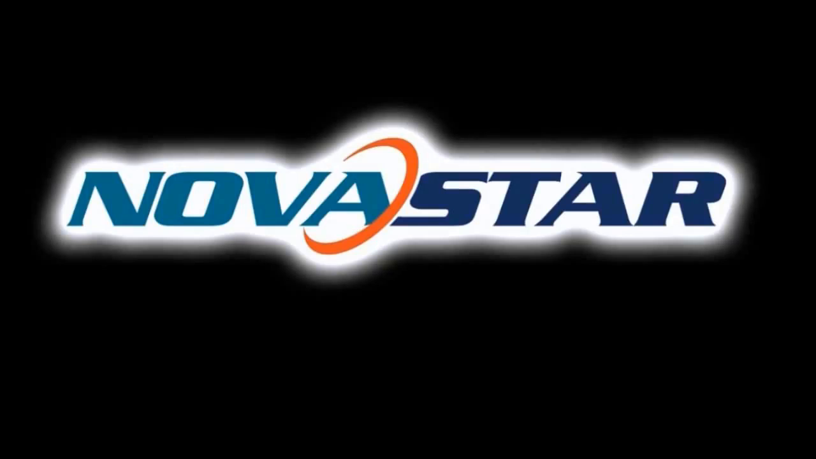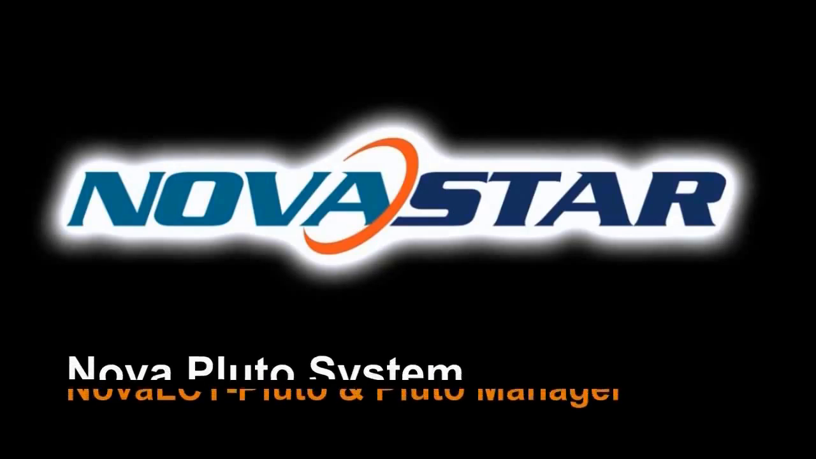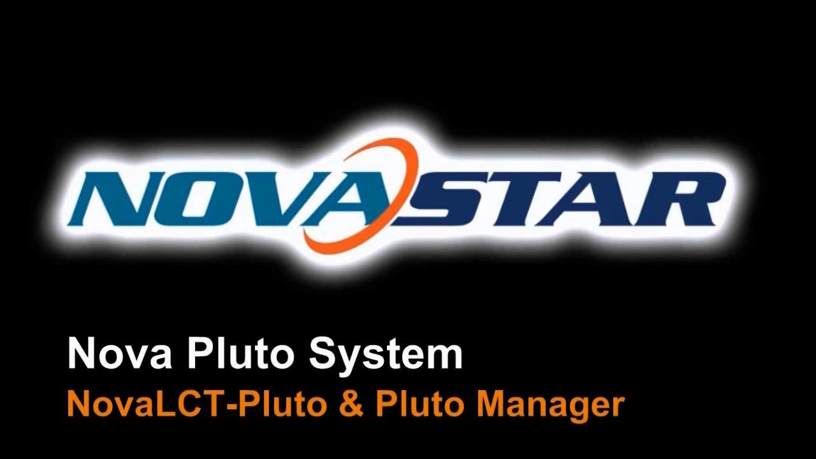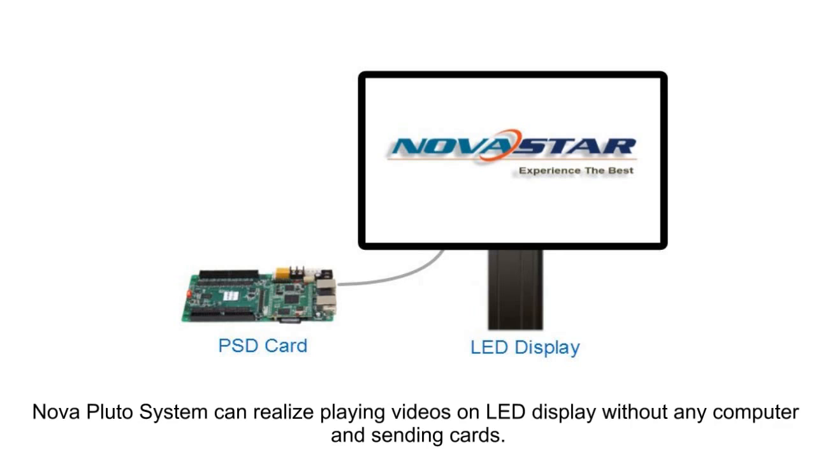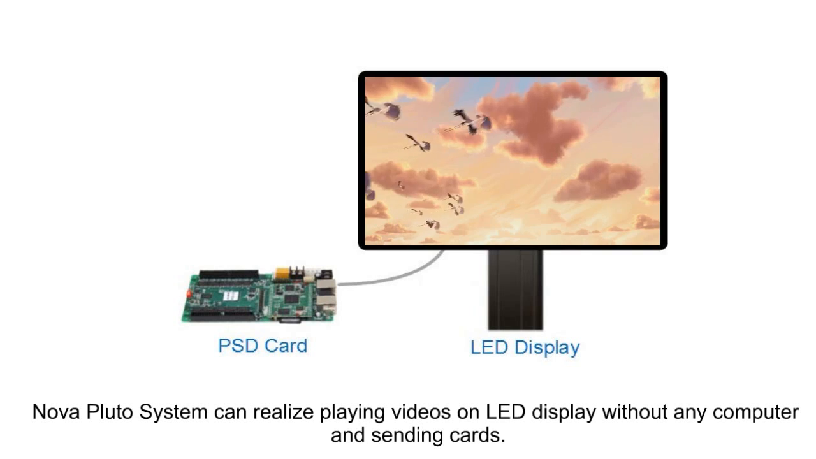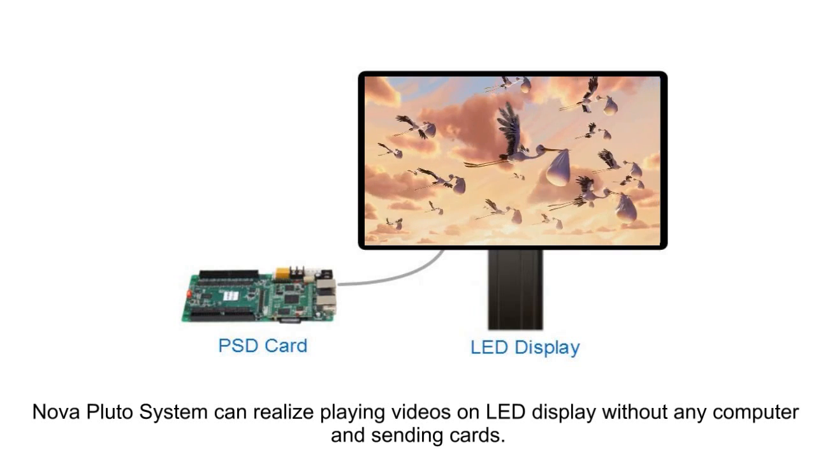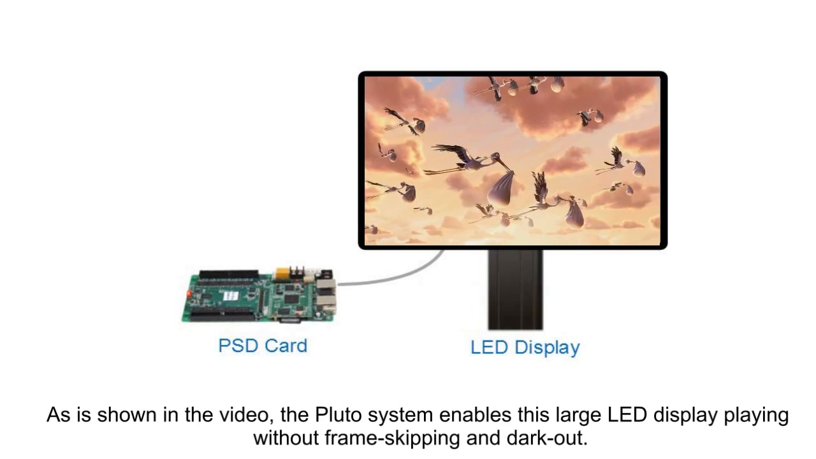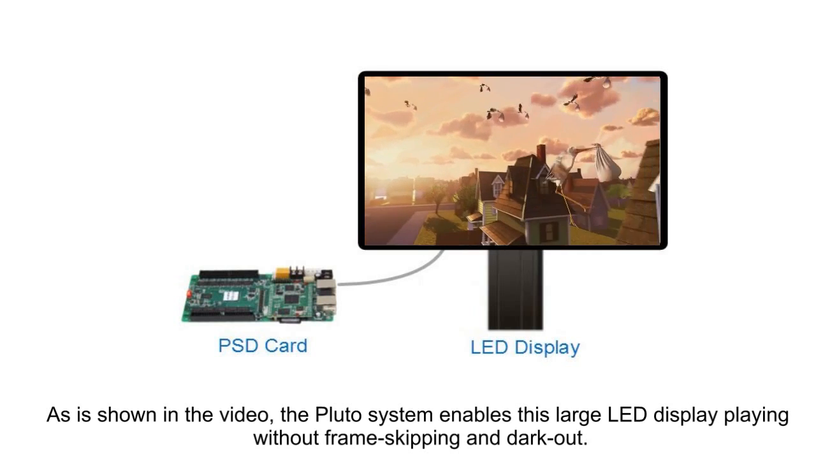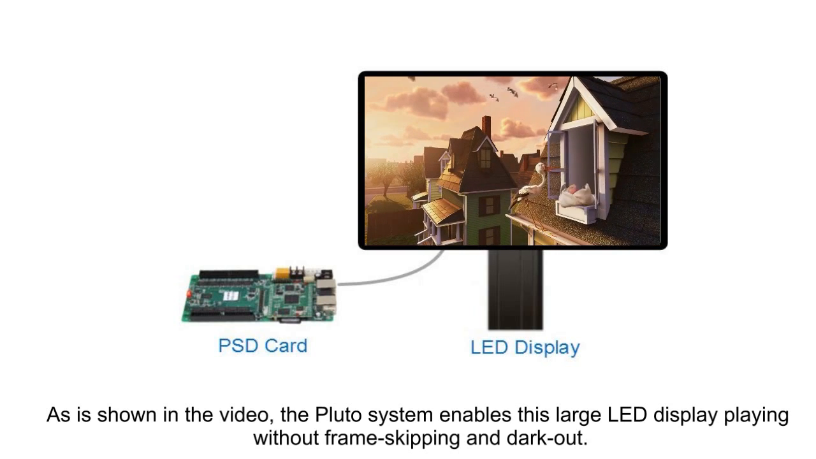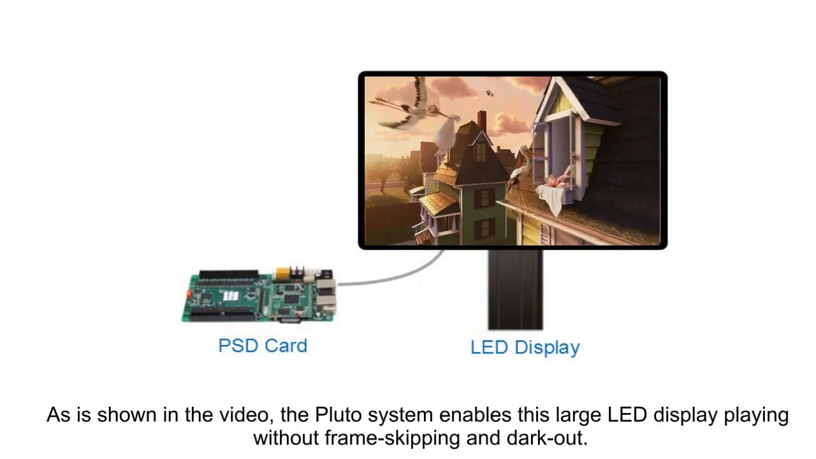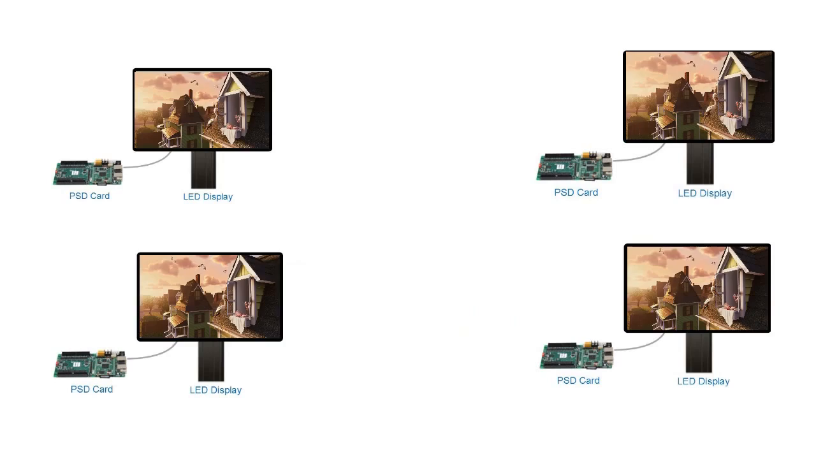This video is mainly for demonstrating the Nova Bluetooth system, which means an asynchronous system. The Nova Bluetooth system can realize playing videos on an LED display without any computer and sending cards. As is shown in the video, the Bluetooth system enables this large LED display to play without frame skipping and dark-out.